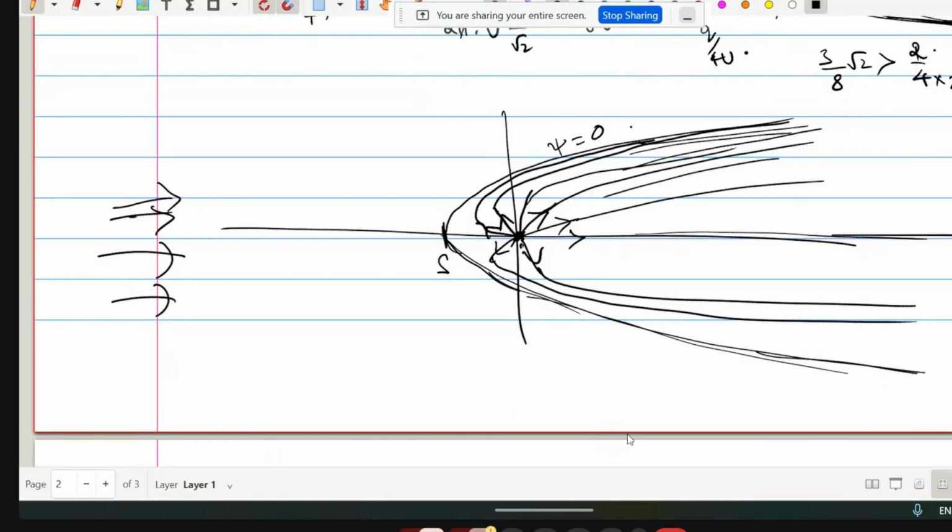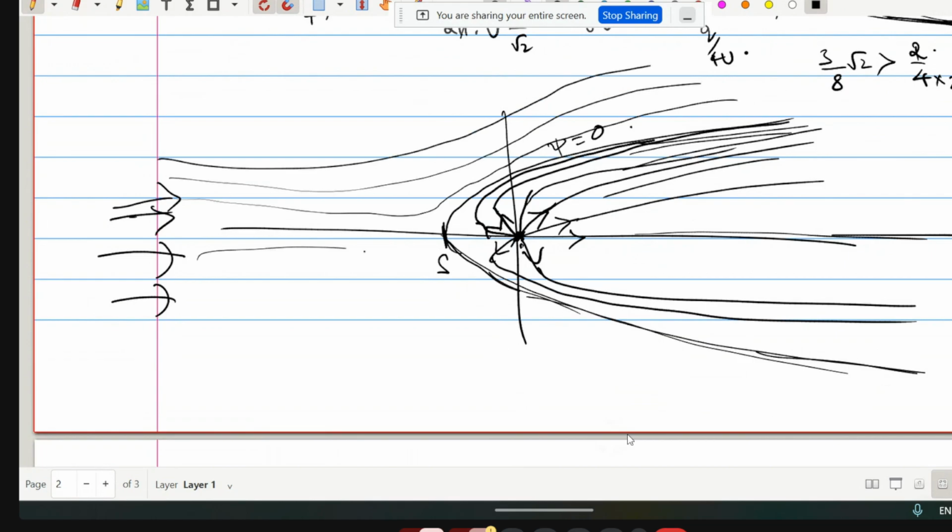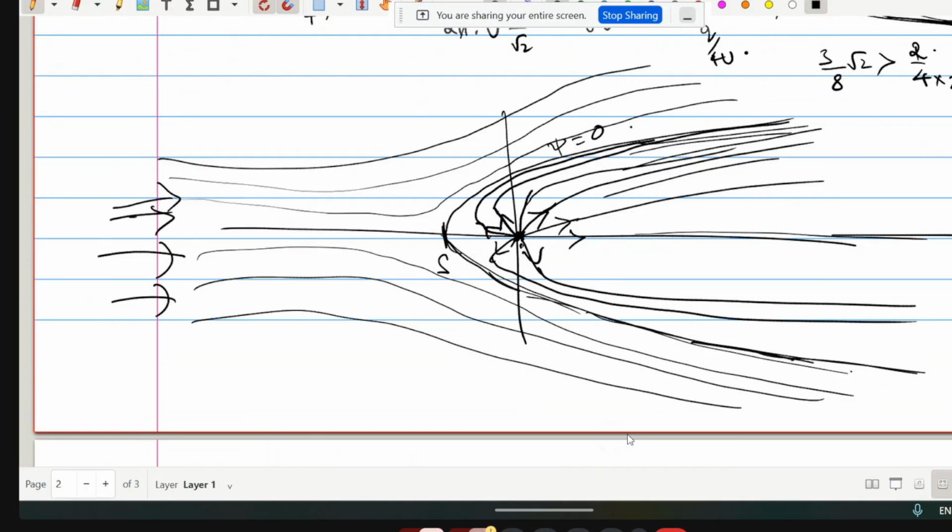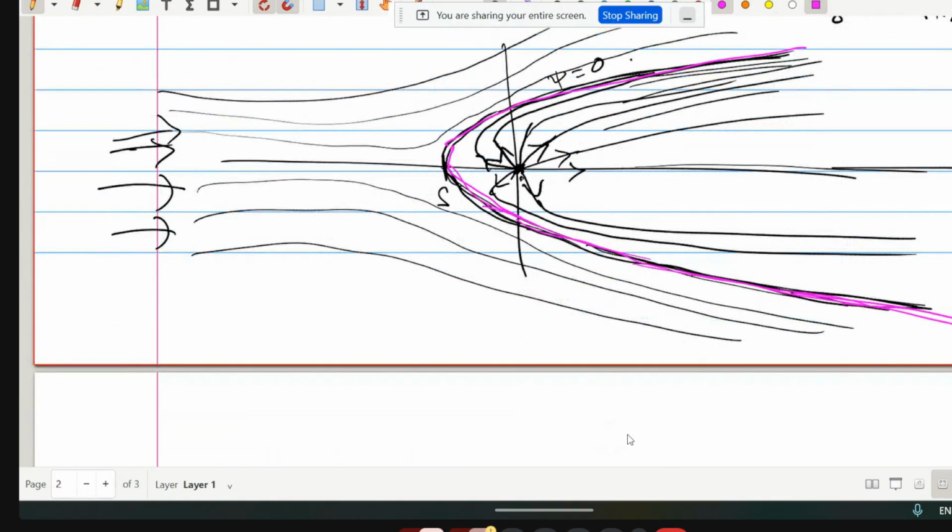Now what happens outside? Outside, all these things will not cross psi equal to 0. They're all parallel. So if you want, you can draw this one, maybe in some other color. So this is the color. You draw this color, nothing will cross. Inside flow, outside flow, they don't cross this red line. Okay, that is your streamline passing through the stagnation point.